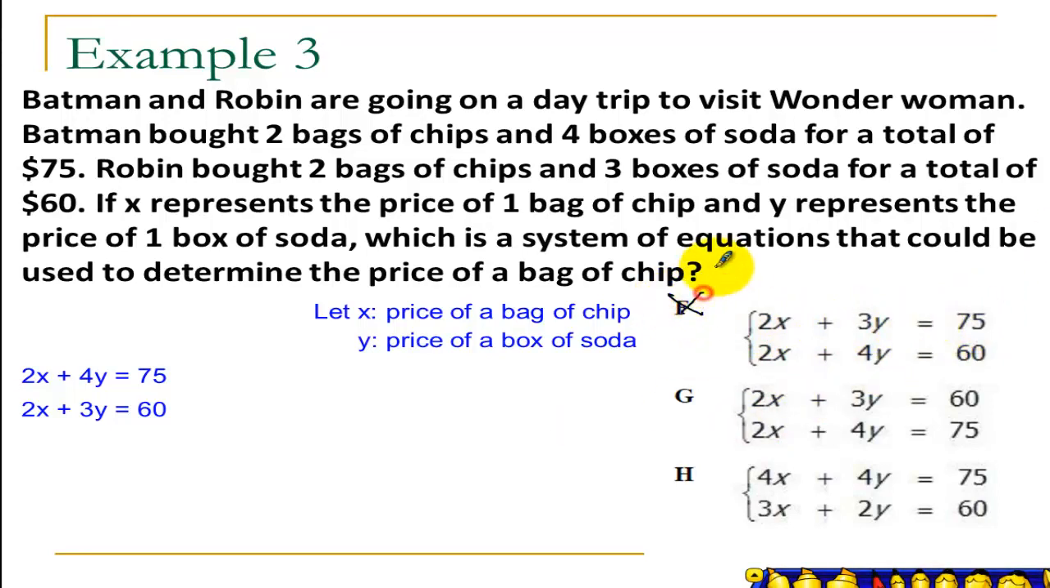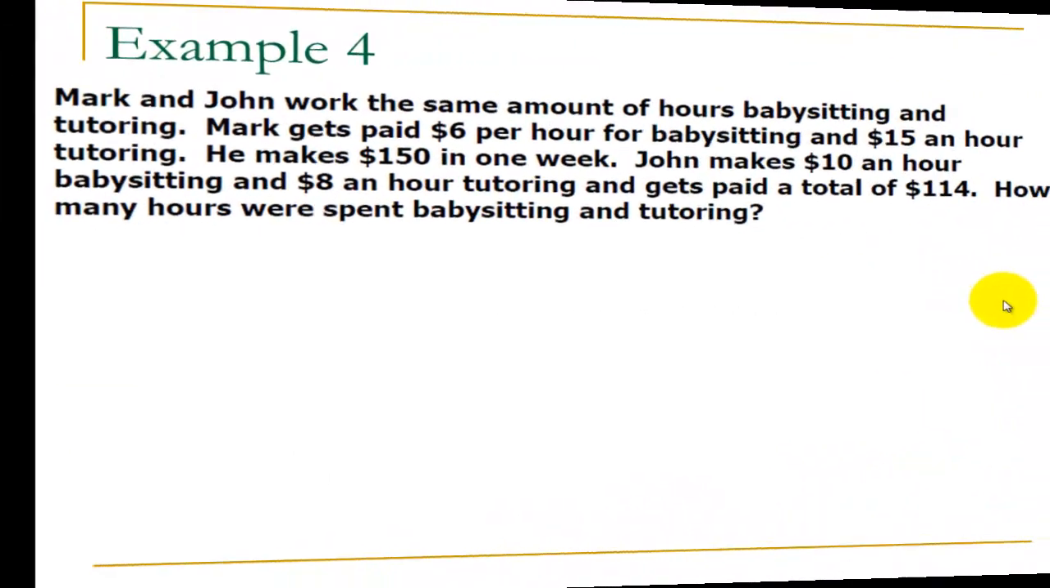So F is wrong. If you look at your system, it should be 2x plus 3y equals 60 and not 75. 2x plus 3y equals 60. Okay, this is correct based from our second equation. Then 2x plus 4y equals 75 is also correct based from our first equation. Therefore, we are going to say that the correct answer is letter G. If you would like to check H, 4x plus 4y, we don't even have 4x and 4y here. So H is wrong.